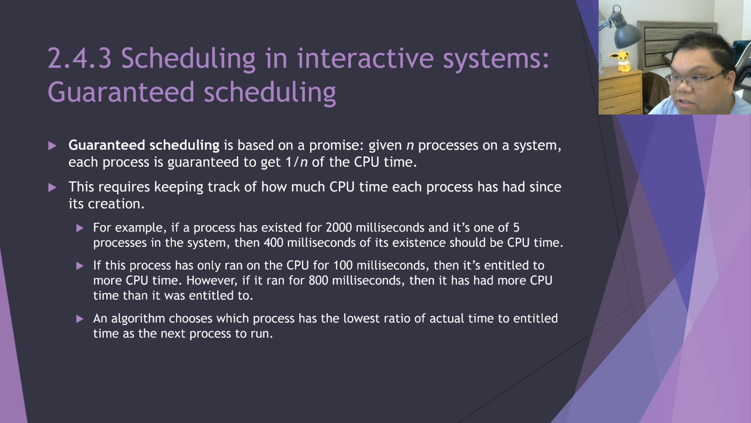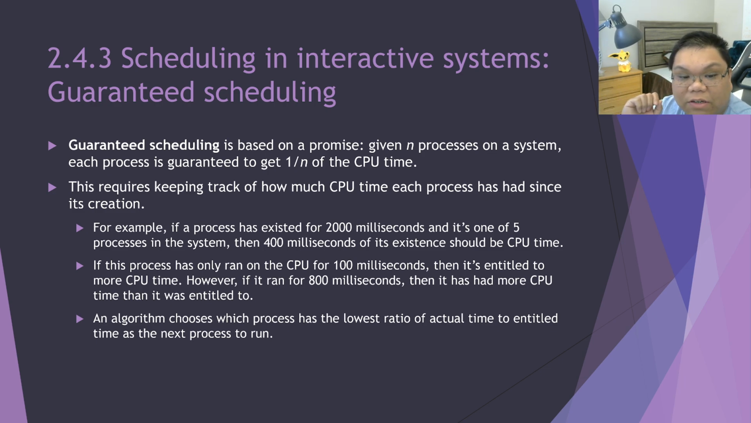Okay, guaranteed scheduling is based on a promise. Given n processes on a system, each process is guaranteed to get 1 over n of the CPU time. This requires keeping track of how much CPU time each process has had since its creation. For example, if a process has existed for 2000 milliseconds and it's one of 5 processes in the system, then 400 milliseconds of its existence should be CPU time. If this process had only run on the CPU for 100 milliseconds, then it's entitled to more CPU time. However, if it ran for 800 milliseconds, then it has had more CPU time than it was entitled to.